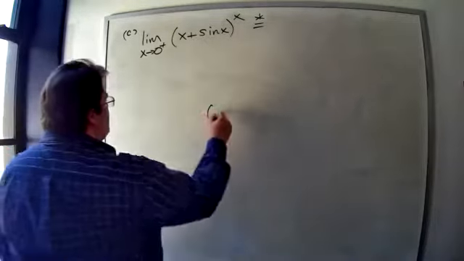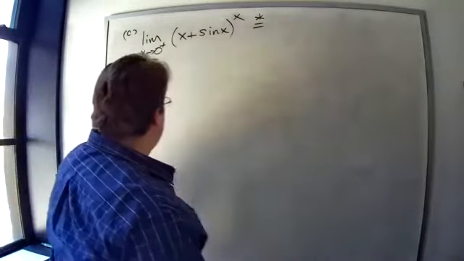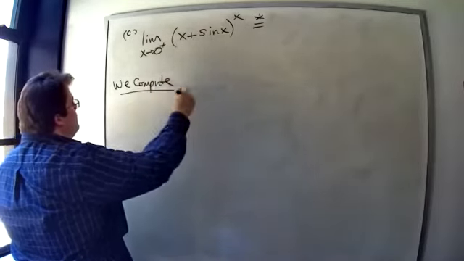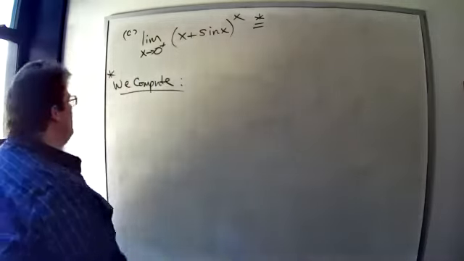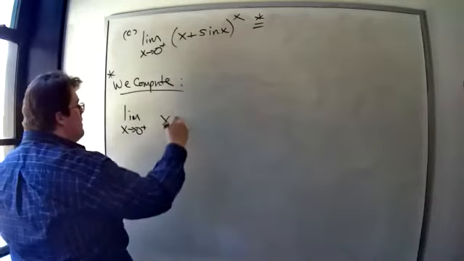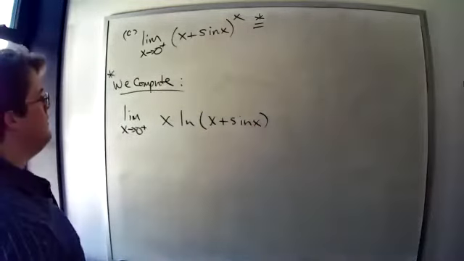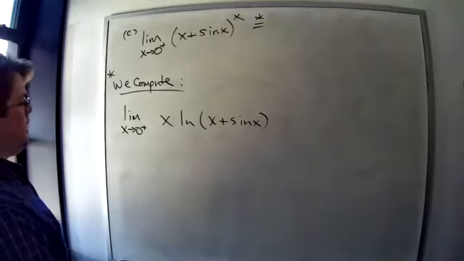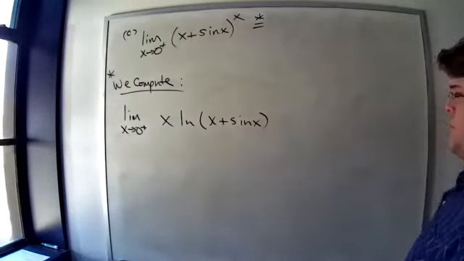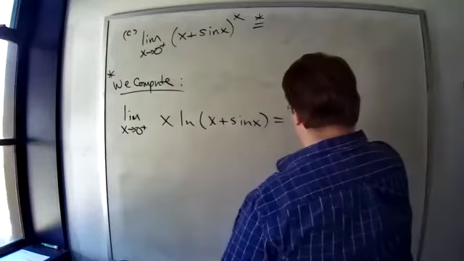So we have here a 0 to the 0. We can compute this by introducing a logarithm and then using L'Hopital's rule. So we compute the limit as x approaches 0 from the right of the logarithm of that. The exponent x comes out front. We have now a 0 log 0 form, 0 times negative infinity. We can compute this by putting that x in the denominator.